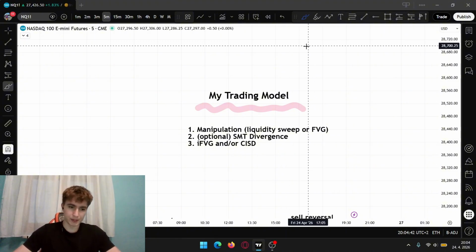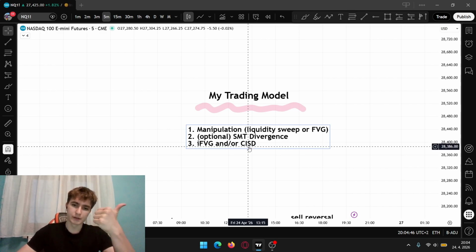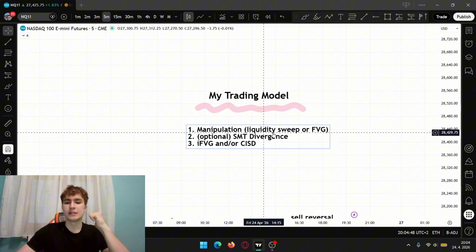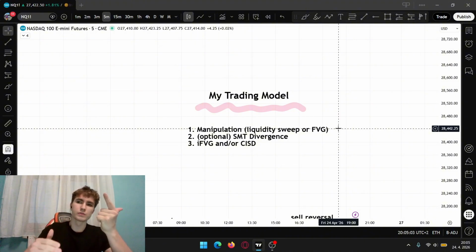My strategy, in simple terms, is made up of manipulation. This is the first step. We gotta see a liquidity sweep or fair value gap, which is, as we told in previous videos, an internal liquidity. So that's the first step, a manipulation to do some kind of liquidity pool. The second step is optional. I want to see an SMT divergence at the lows or the highs of the manipulation happening.